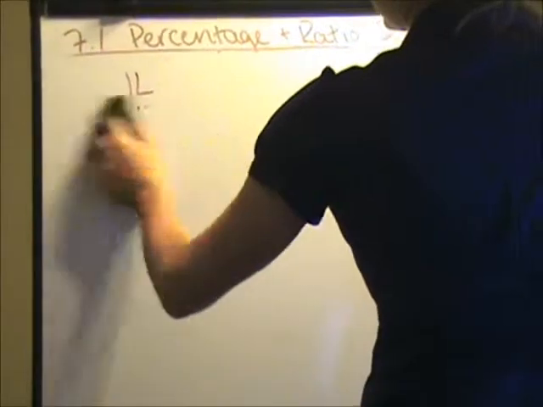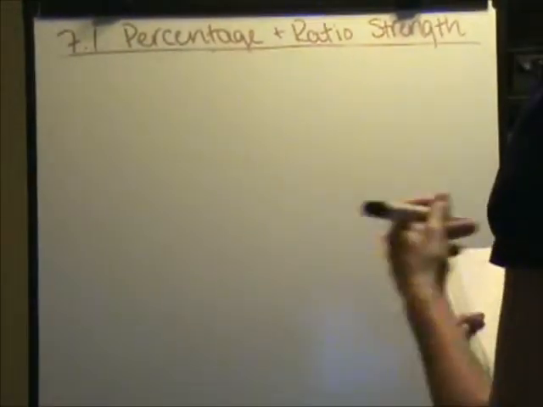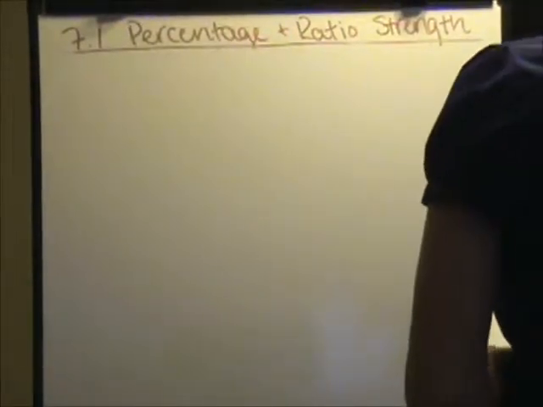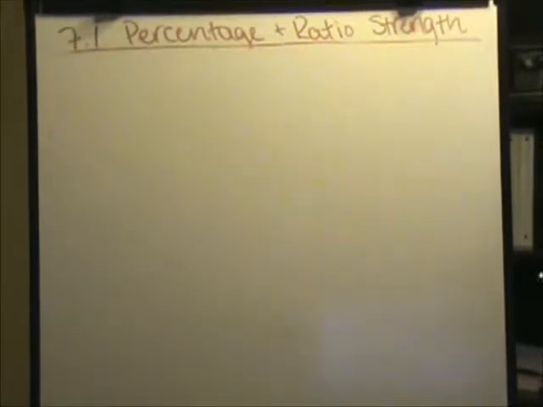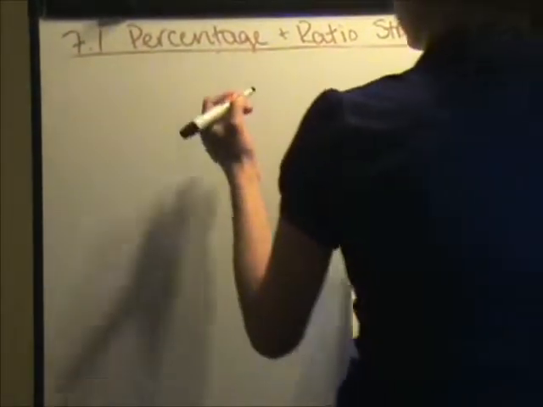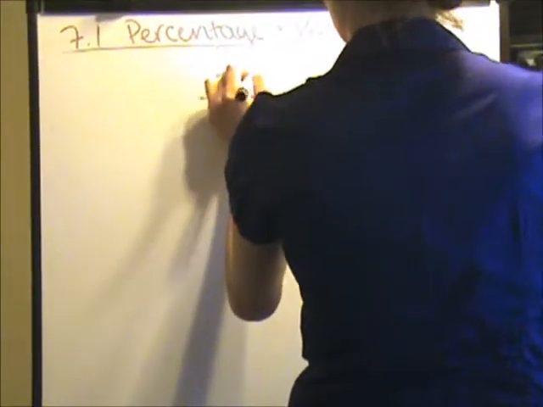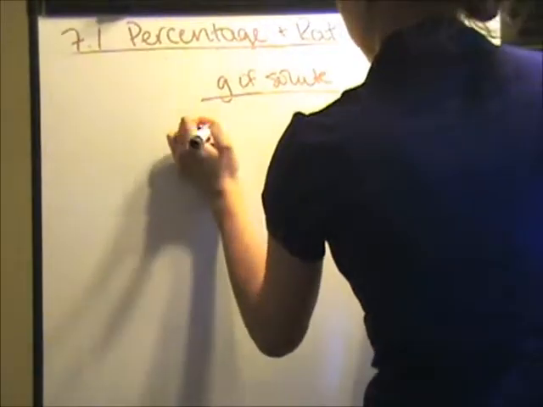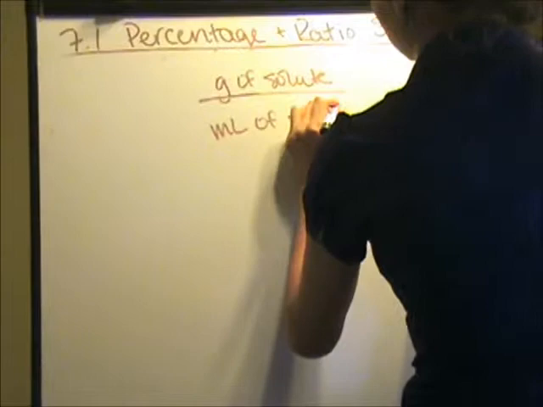Now, if we look at the next example, this is going to talk about percent strength. The percent strength of a solid solute in a solution is always calculated in the same manner and is expressed in grams per milliliter. So the formula we're going to follow is grams of solute divided by milliliters of solution, and we're going to take that times 100.